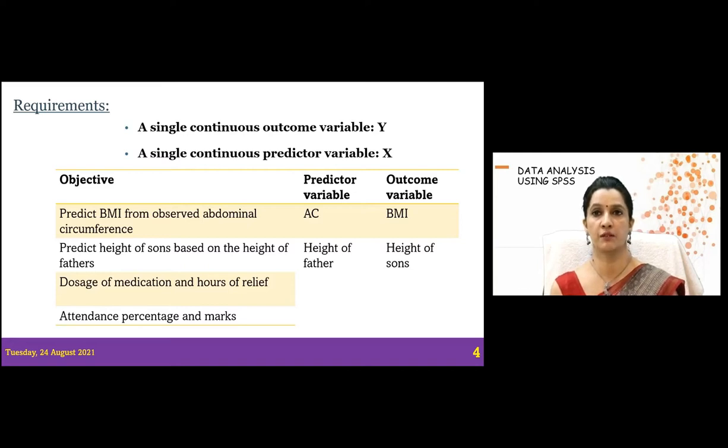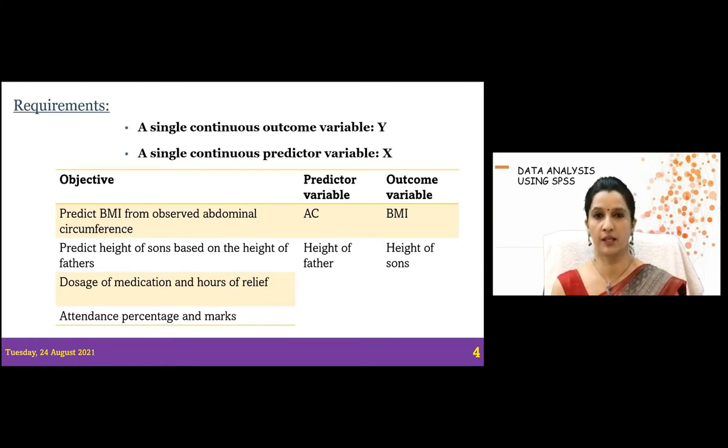Doses of medication. So Shruti is writing: predictor is doses and hours of relief is the outcome variable. Okay, so doses is predictor. So you are right. Dose of medication is a predictor variable and hours of relief, maybe for pain or any symptom, that is the outcome variable.